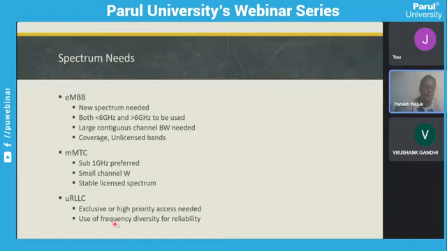Okay, so you even want a frequency diversity for reliability. Reliability, right? You want your data to be reliable. Okay.